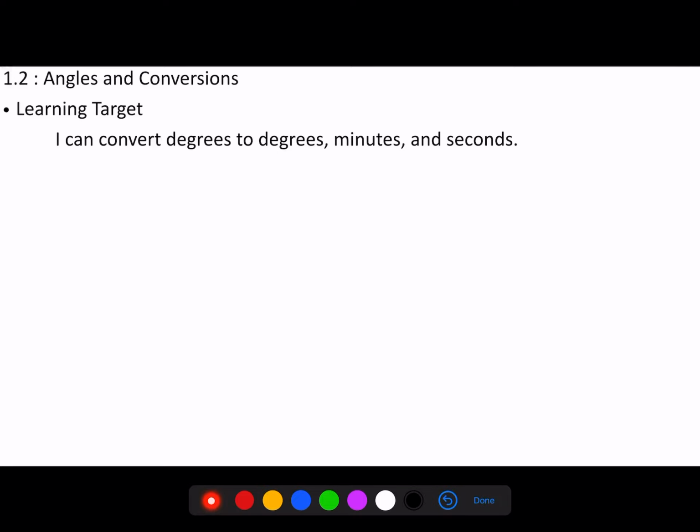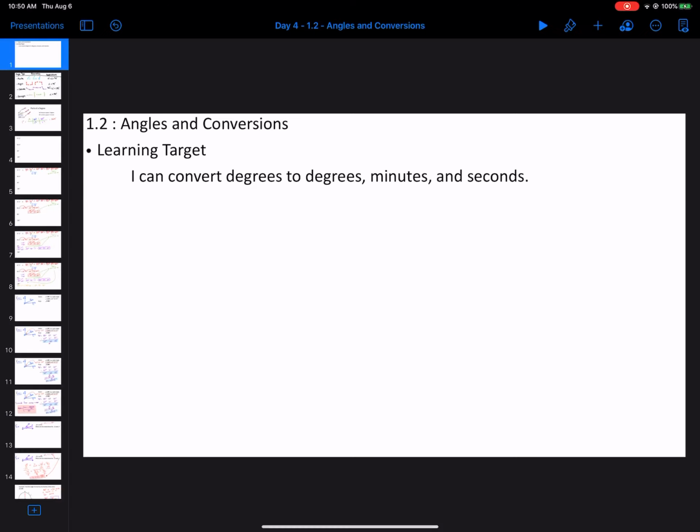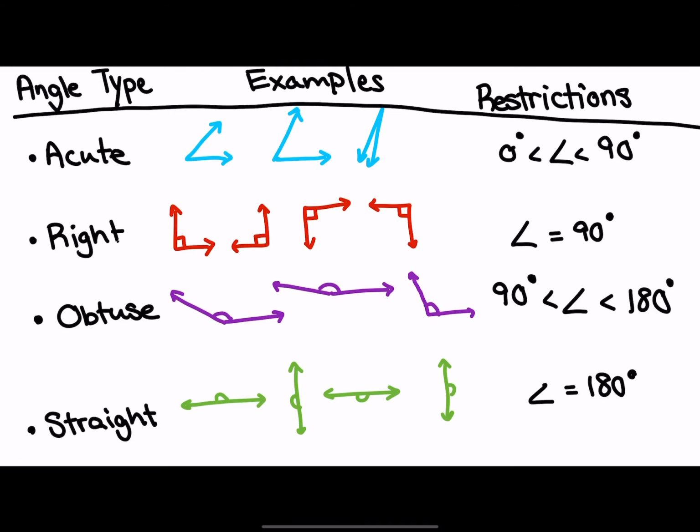Alright guys, good morning. Today we're going to be covering 1.2, angles and conversions. Our learning target today is I can convert degrees to degrees, minutes, and seconds. Then also we'll be doing a secondary learning target, which would be I can find the measure of an angle between hands on a clock. So those will be our two learning targets that we cover today. So keep that in mind.